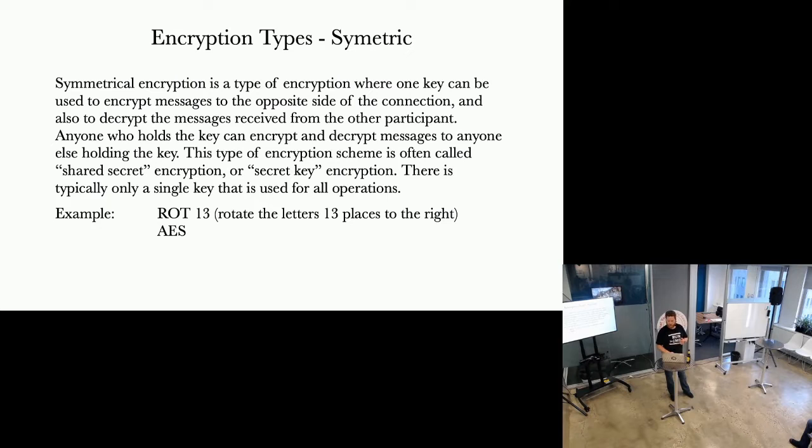A good example of a symmetric key is ROT13. It isn't exactly encryption, but it's a good example of a symmetric key because everyone knows that you rotate the characters 13 steps to the right or the left, and then you'll get an encrypted message, and to decrypt it, you just go 13 the other way, and you've got a decrypted message.